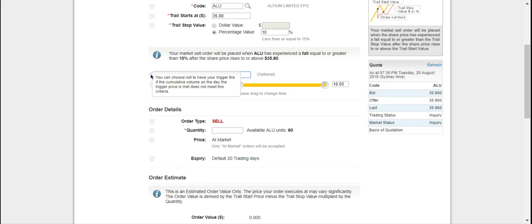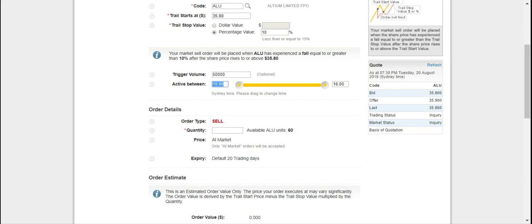When someone at the start of the day puts in a whole bunch of cascading orders to try and trigger any stops, if they're below a certain level that people like, then it's a good way just to say, well, wait until there's been significant volume, then activate my trail.